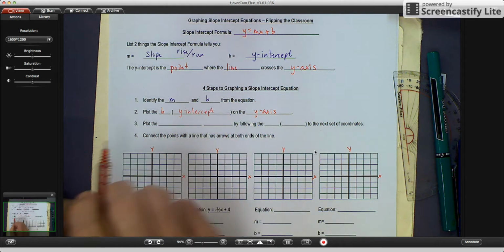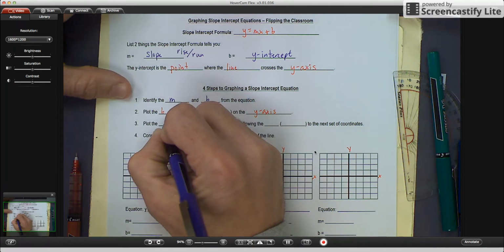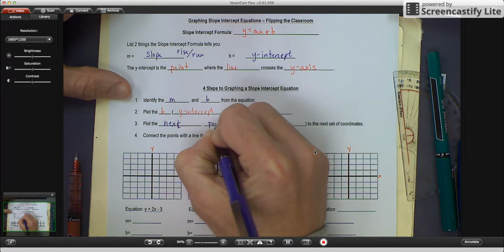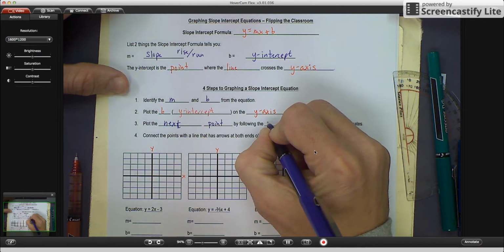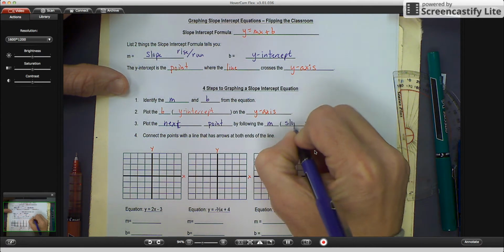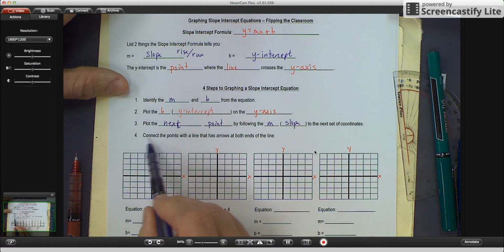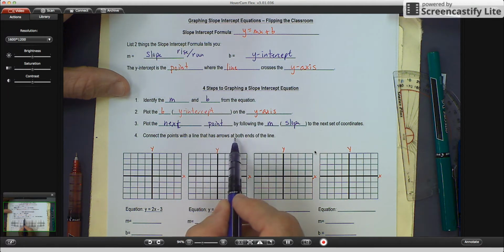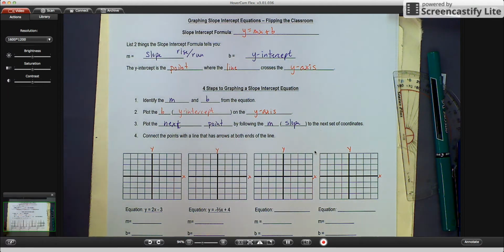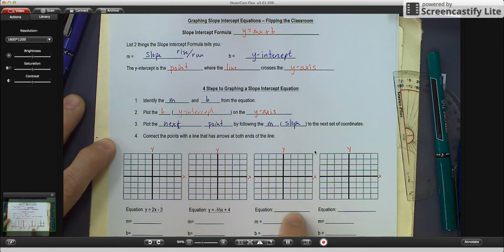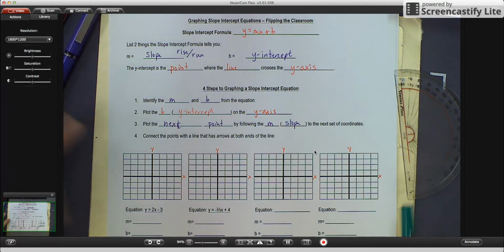The third step says plot the next point by following the m slope to the next set of coordinates. And then the fourth step says connect the points with a line that has arrows at both ends of the line. So let's do a couple of examples here. We're going to do this example, do the second example, and then I'm going to write two equations that we're going to see how well you do on your own.